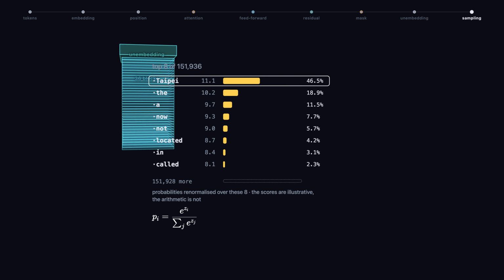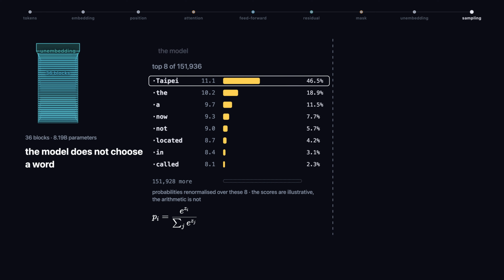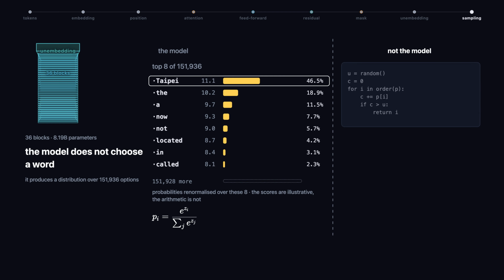This is the part that gets skipped, and it causes more confusion than any other single thing about these systems. The model does not choose a word. It produces a distribution over 151,000 options, and a sampler, ordinary code, no learning in it, draws from that distribution.